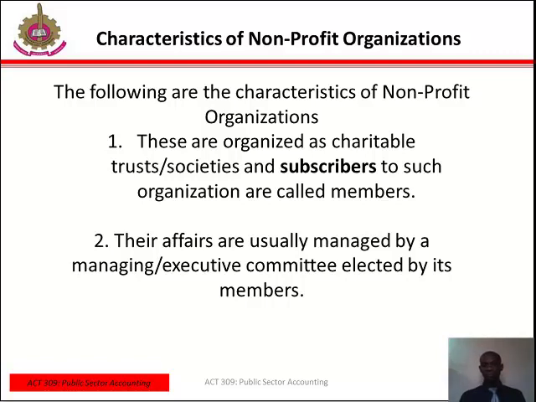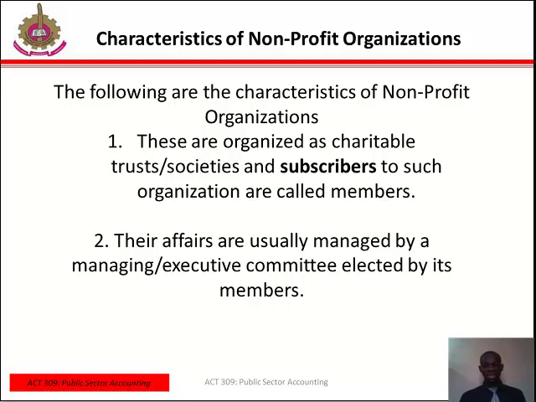These are organized as charitable trusts or societies, and subscribers to such organizations are called members. Their affairs are usually managed by a managing or executive committee elected by its members.